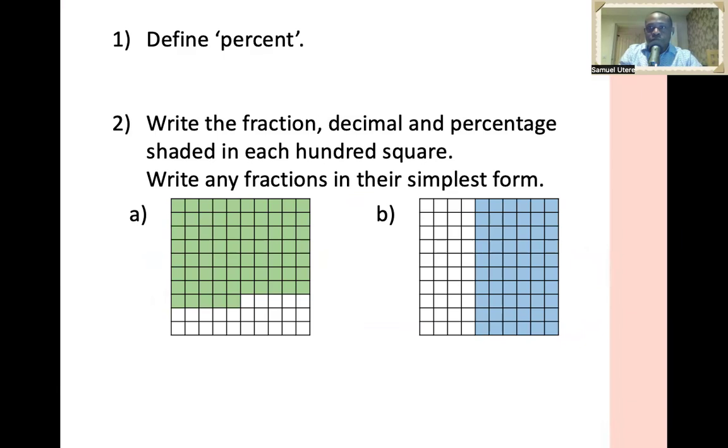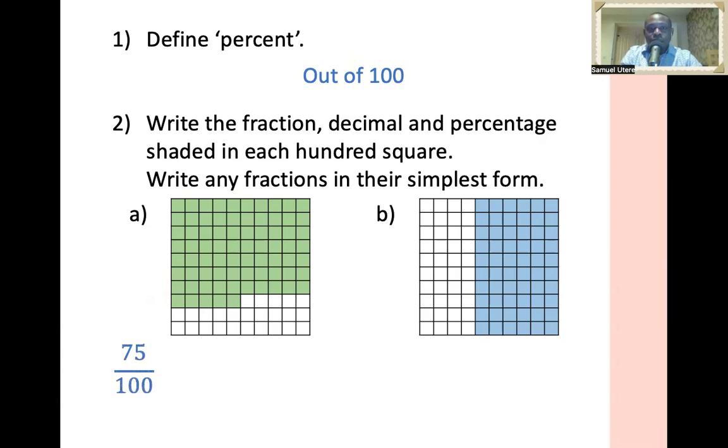Assuming you've paused the video and you've answered the questions, here are the answers. First, you were asked to define percent. Percent means out of 100. Next, you were asked, write the fraction, decimal, and percentage shaded in each 100 square. And then next, write any fractions in their simplest form.